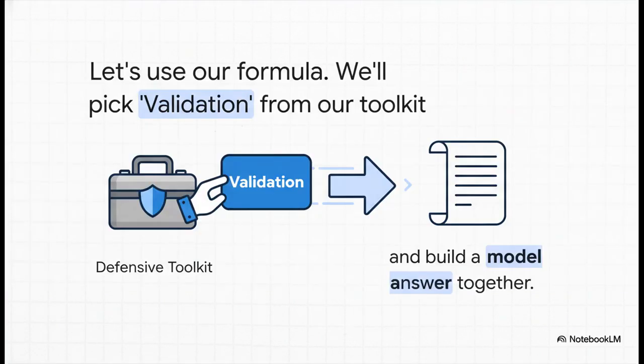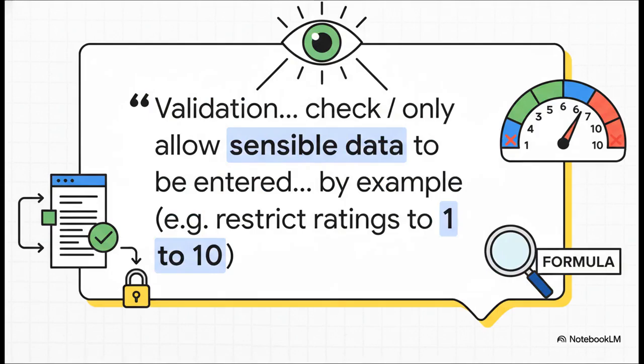So let's put this formula into practice. Let's pick validation from our toolkit and build a model answer together step by step. And we'll use the examiner's own words as our blueprint. And this is the secret sauce. We're looking directly at the official mark scheme. This isn't a guess. This is exactly what the person marking your paper has on their desk. And just look at the structure. It asks for a check on sensible data and then gives an example. It's practically screaming at us to use our formula.